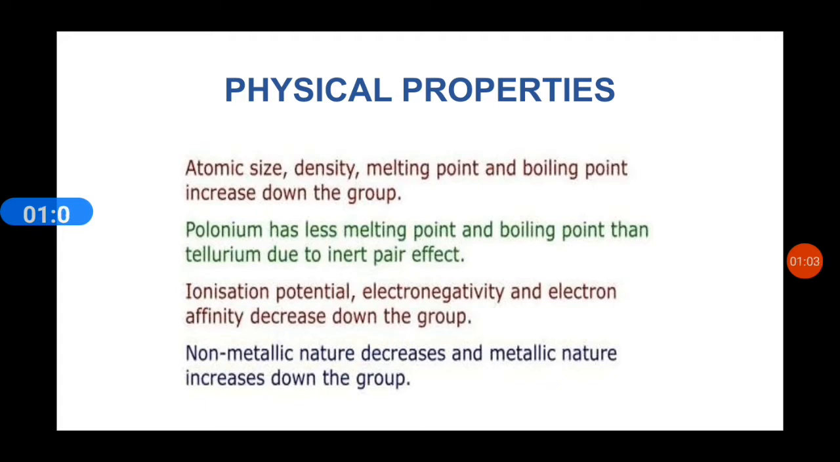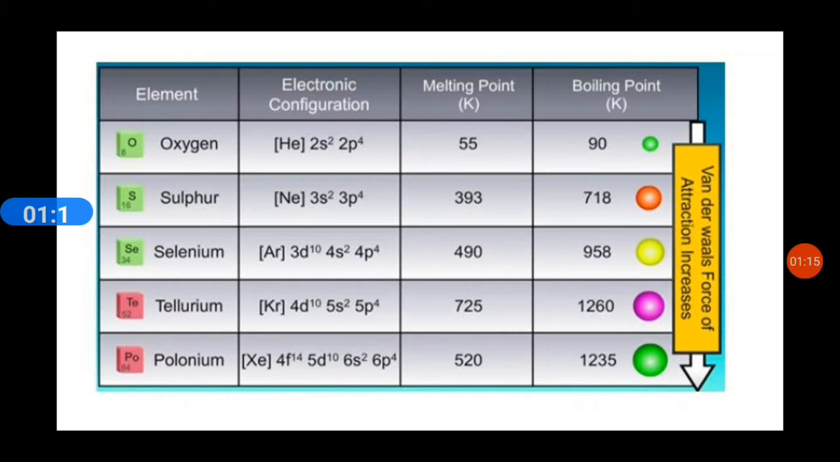Ionization potential, electronegativity, and electron affinity decrease down the group. Non-metallic nature decreases and metallic nature increases down the group. Let us see these properties one by one.